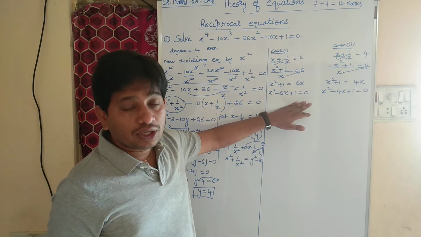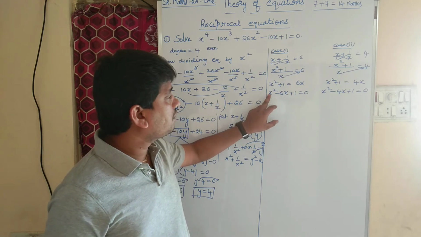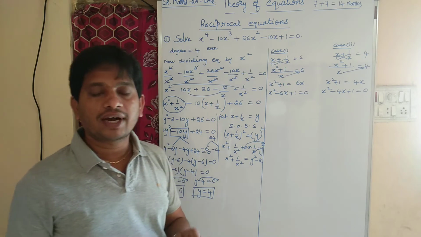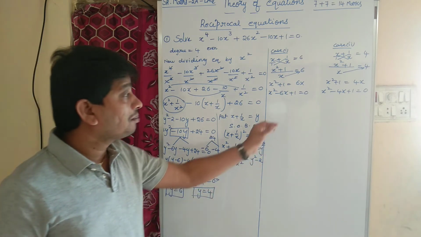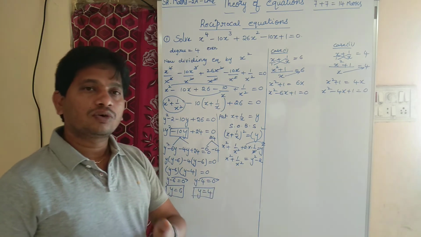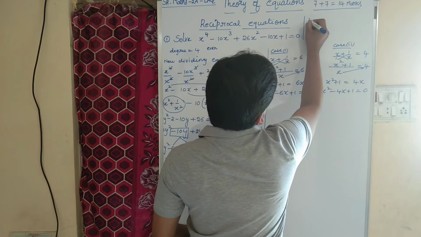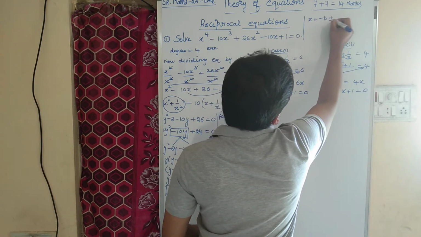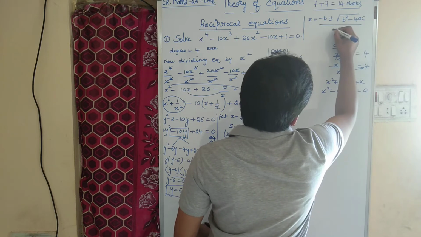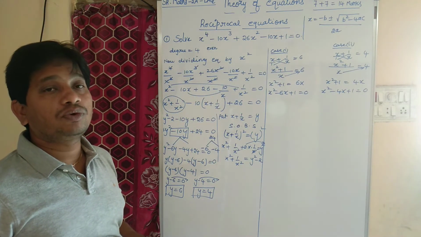Here can we find the roots by using factorization? We can't, because 1 into 1 is 1, whereas the middle term is minus 6. We can't find the roots of the quadratic equation by using factorization. So we need to go with the quadratic formula. Children, what is the formula to find the roots of the equation by using the quadratic formula? x is equal to minus b plus or minus root over b square minus 4ac by 2a.